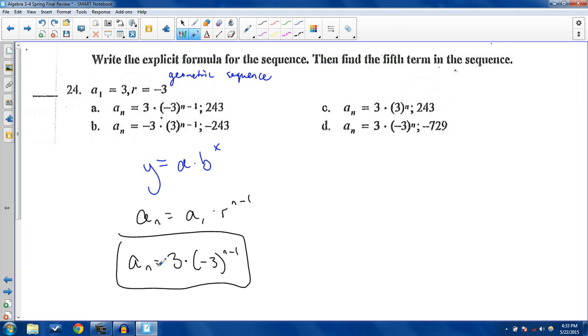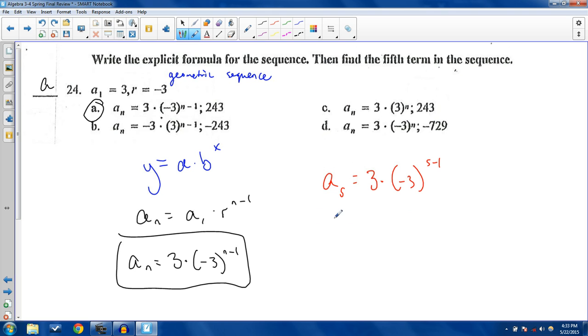So if you're already looking at your answers, it looks like the only available one really is A. It looks like A is already going to be your answer. But if you want to keep solving, say, how do you get 243? Let's go ahead and take a look. Find the fifth term in the sequence. All right, so I'll get a sub 5 equals 3 times negative 3 to the 5 minus 1 power.